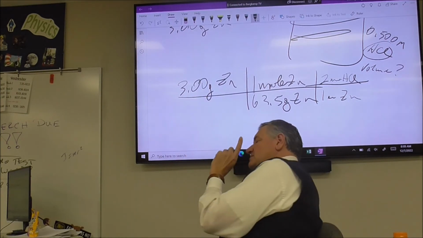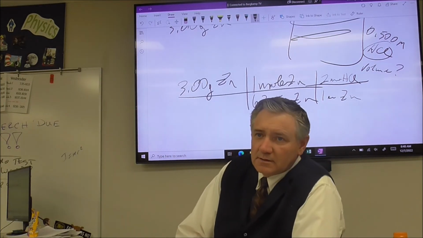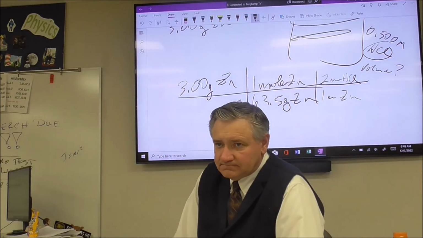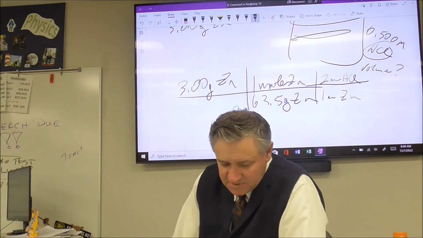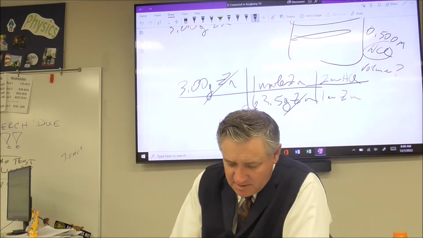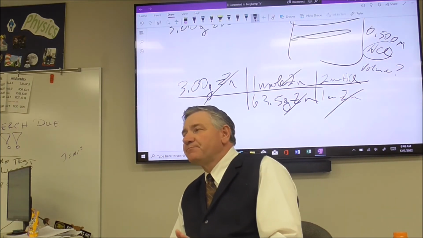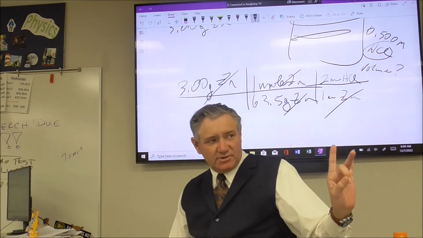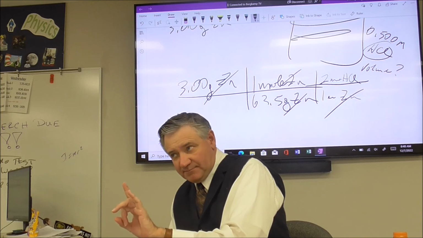If I stop right now, what units do I have? Moles of HCl. Grams of zinc are going to cancel out. Moles of zinc are going to cancel out. I have moles of hydrochloric acid. Now, I want to show you two ways that you can do this from this point. This is a personal preference thing.